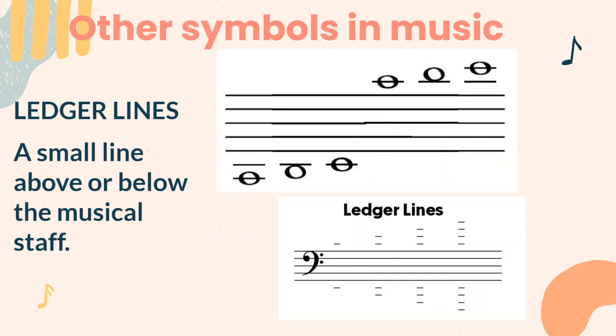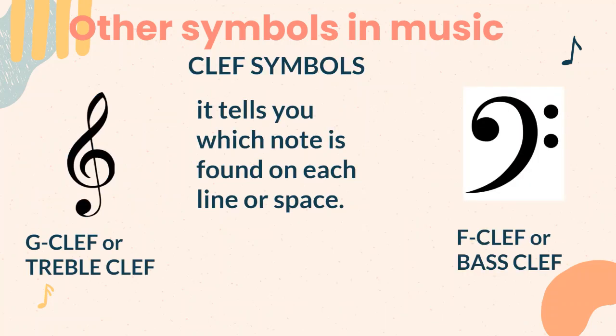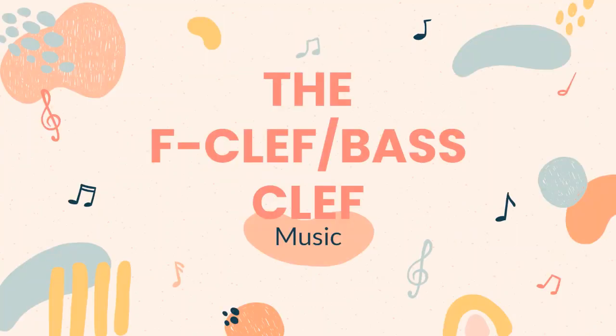Another musical symbol is the ledger line. It is used to notate pitches above or below the lines and spaces of the regular musical staff. And finally, the clef symbols. The clef symbols tell you which note is found on each line or space. The G clef was already introduced and discussed with you when you were in grade 4. Now, I will be discussing with you the F clef, also known as the bass clef.